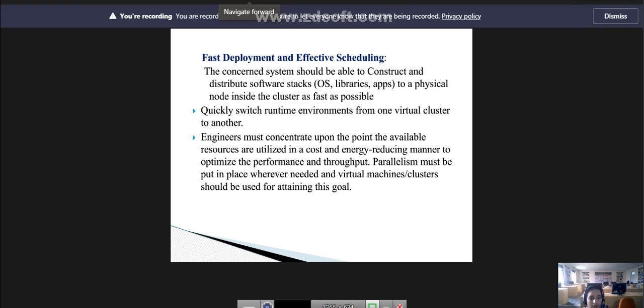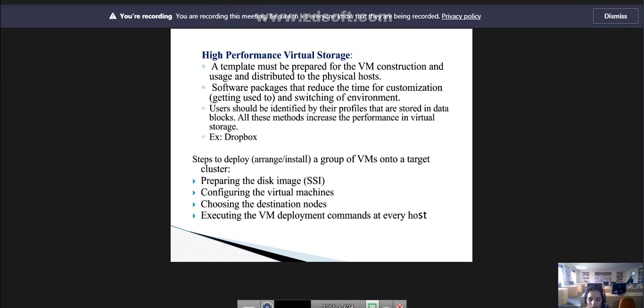If one user finishes using his system, the corresponding virtual cluster should shut down or suspend quickly to save the resources to run other virtual machines for other users. So, okay, this is called fast deployment and effective scheduling. So, next one is the high performance virtual storage.